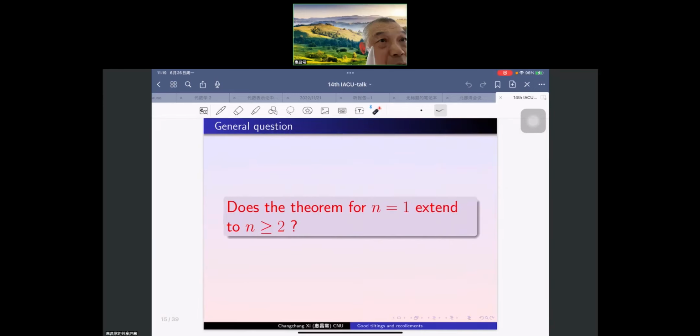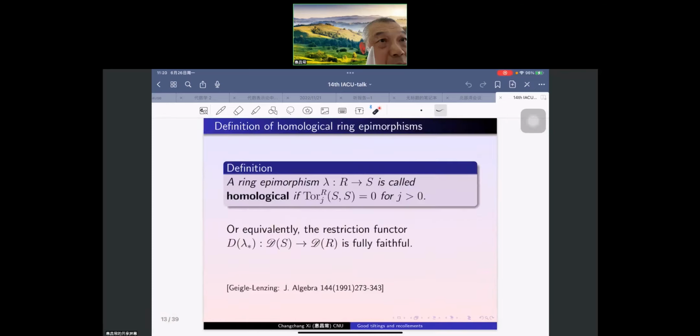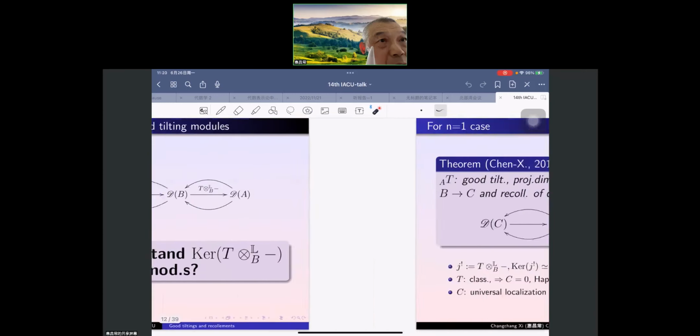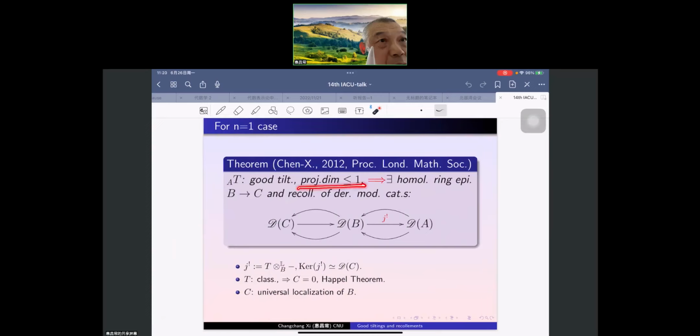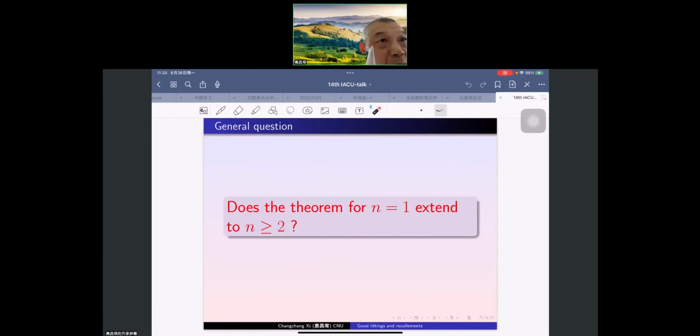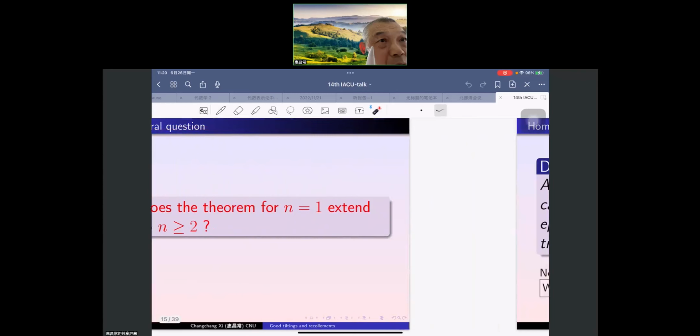So now the question is a general question. Can we extend the result for n equal to 1 to the general case? We still want to describe the kernels. I mean, can it be described by a homological ring epimorphism related to the endomorphism algebra of this T? So this is our general question.